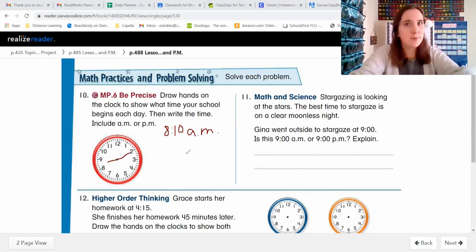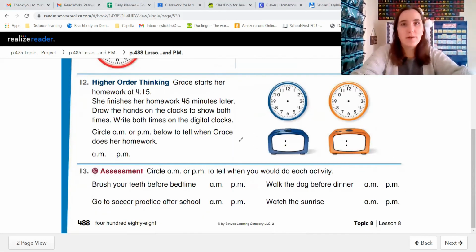What time do you start your first Zoom meeting? Did you write it on the clock? Good job, you guys. Let's look at another problem. Okay, let's look at number 12. It says Grace starts her homework at 4:15. She finishes her homework 45 minutes later. Draw the hands on the clocks to show both times.